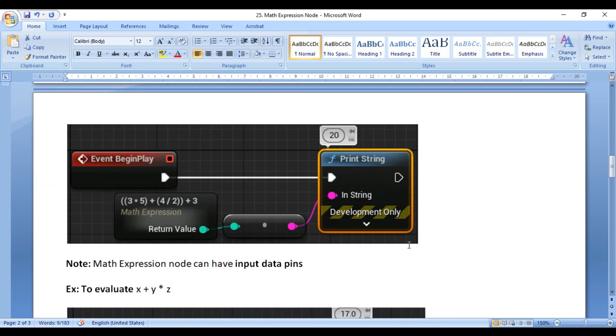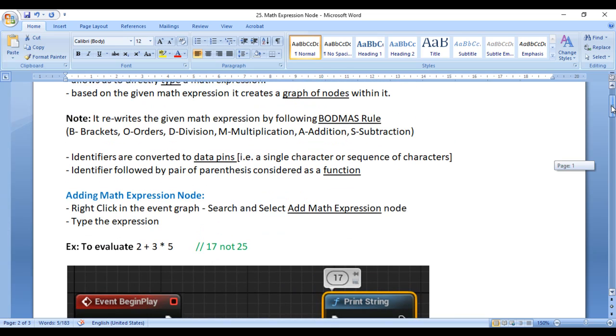Okay, and as I told, math expression node can have input data pins. It can have data pins, and how the data pins come, I told you here. Identifiers are converted to data pins. And what is an identifier? A single character or sequence of characters treated as identifiers. An identifier followed by parenthesis is considered a function, guys.